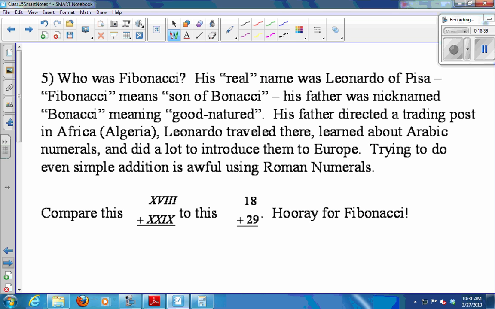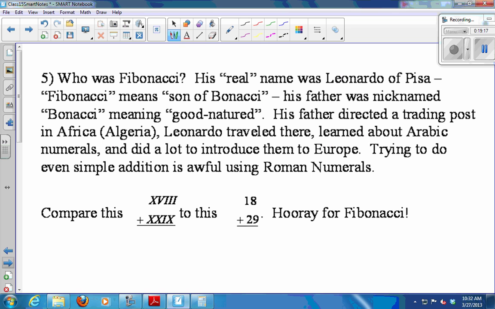And before the Arabic numerals were introduced to Europe, we used Roman numerals. Europeans used Roman numerals, and they were a nightmare. Roman numerals were awful, and Fibonacci introduced the Arabic numerals. So, yay, he's a hero. To Europe, yes. These are called Arabic numerals. Yep, the numbers we currently use are Arabic.